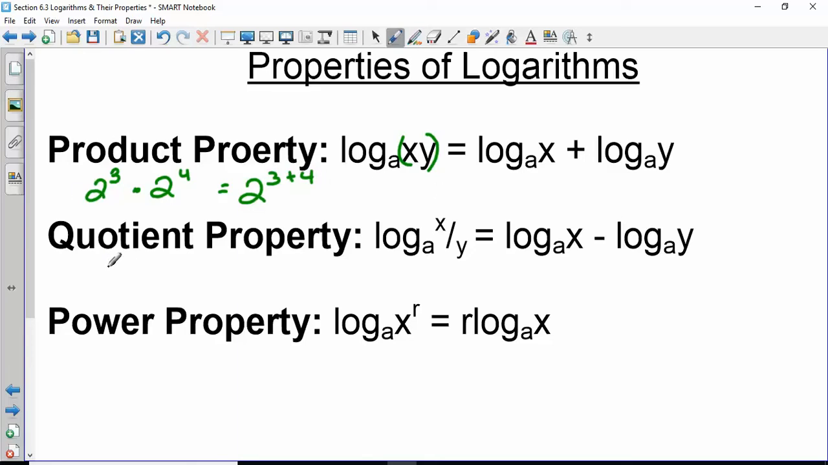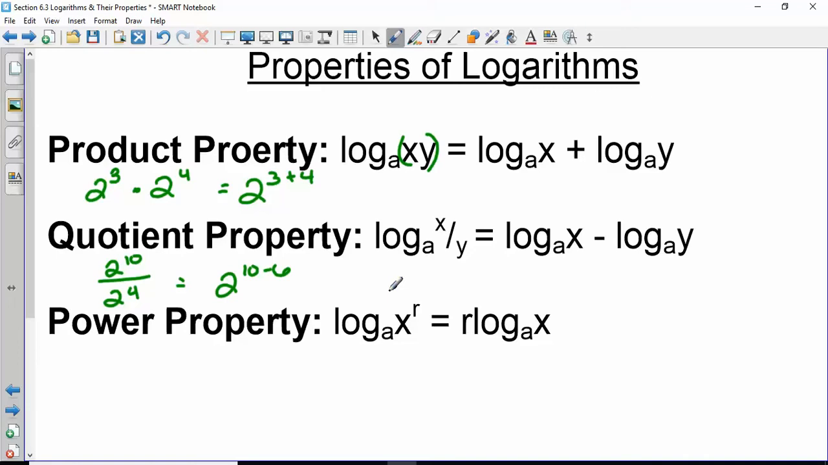If I said 2 to the 10th divided by 2 to the 4th, what do you do with your exponents? Subtract them. So if things are divided, those logs really just represent the exponents, so that's why we're able to subtract them. Does that make sense?